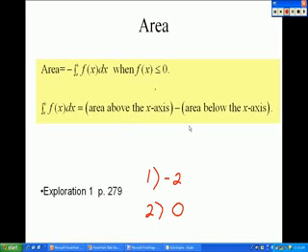And then number 2, going from 0 to 2 pi, that's going to have 0. I have a positive 2 above, I have a negative 2 below. Those two things are going to cancel each other off, 2 minus 2.